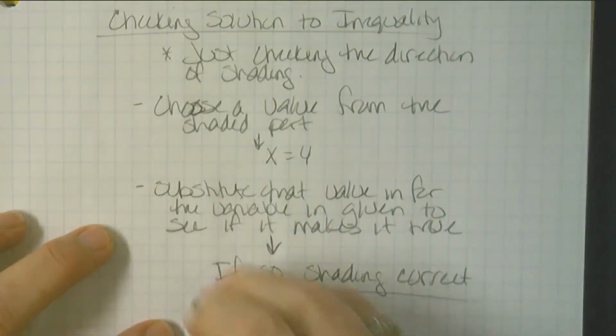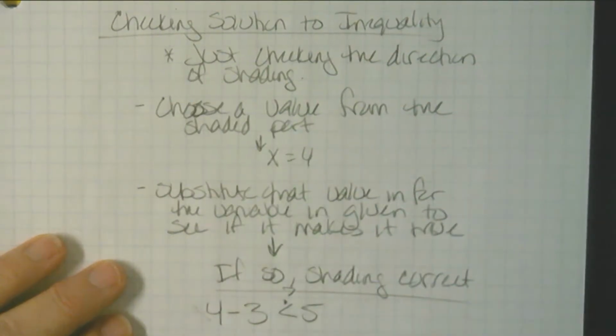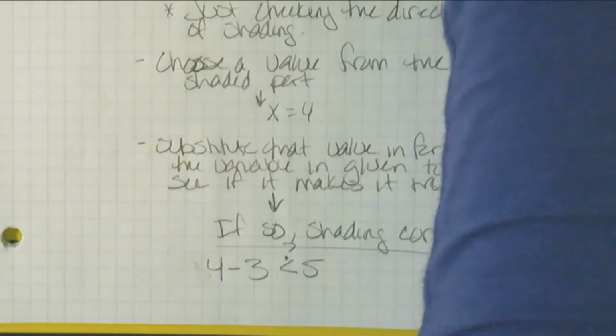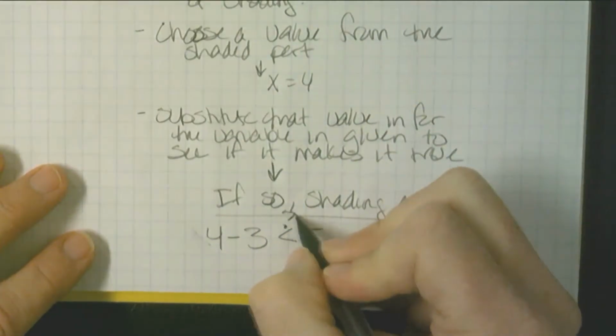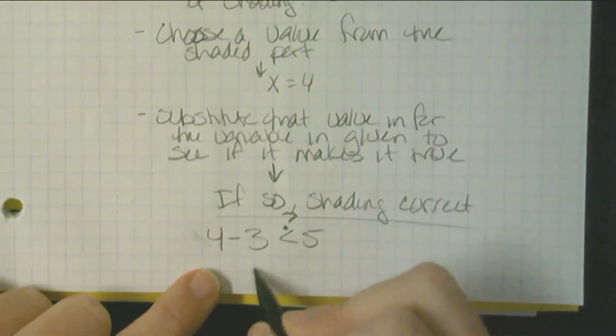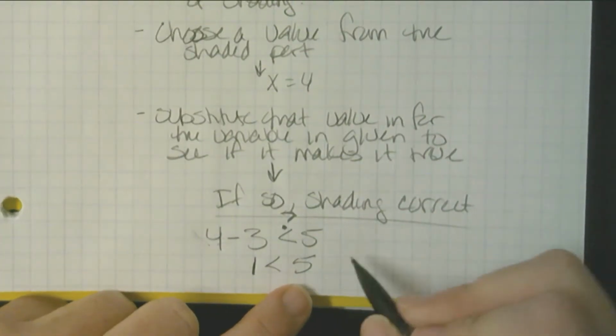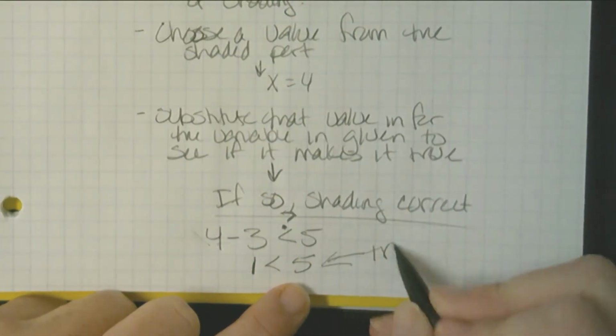So I'm going to put 4 minus 3 is less than 5, and I'm going to put a little question mark over that, because I'm looking to see, is it less than 5? Well, 4 minus 3 is 1. Colin, is 1 less than 5? Yeah, so this is true.